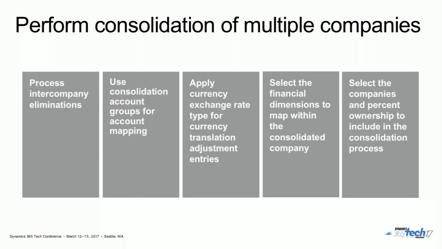But what I showed you was how to process the intercompany eliminations. We touched a little bit on the consolidation account groups. On the currency translation tab is where you do the currency translation adjustments, and then choosing your financial dimensions and your ownership. So those are some of the capabilities with the online.